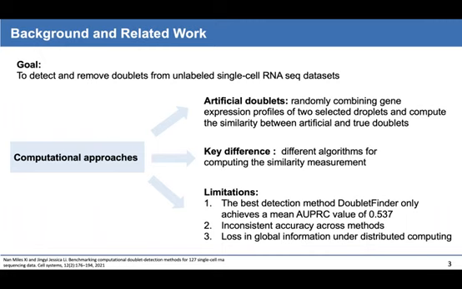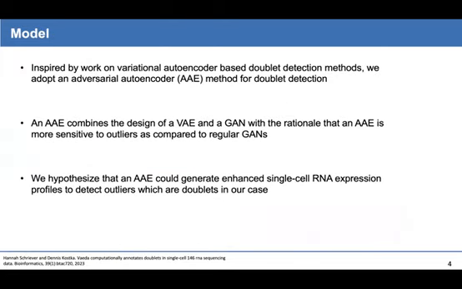Despite the progress in developing computational approaches for doublet detection, there are some limitations. One of the limitations is that the accuracy is not high. The best detection method, DoubletFinder, only achieves a mean AUPRC value of 0.537. The accuracy is also not consistent across methods, and performance under distributed computing decreased due to a loss in global information.